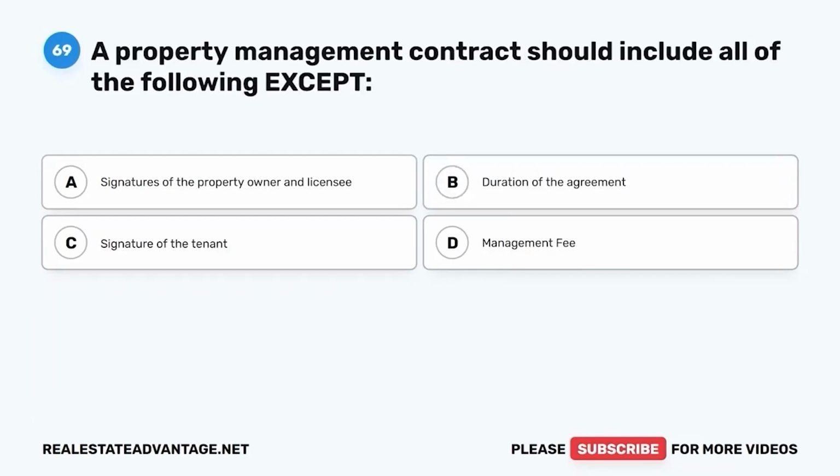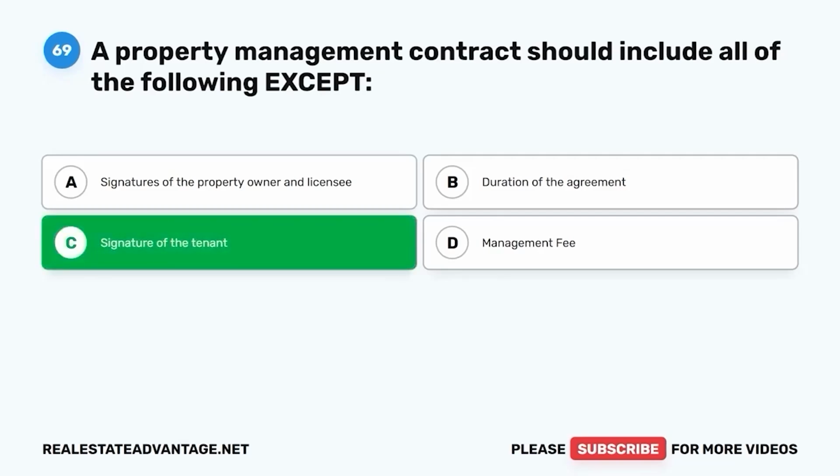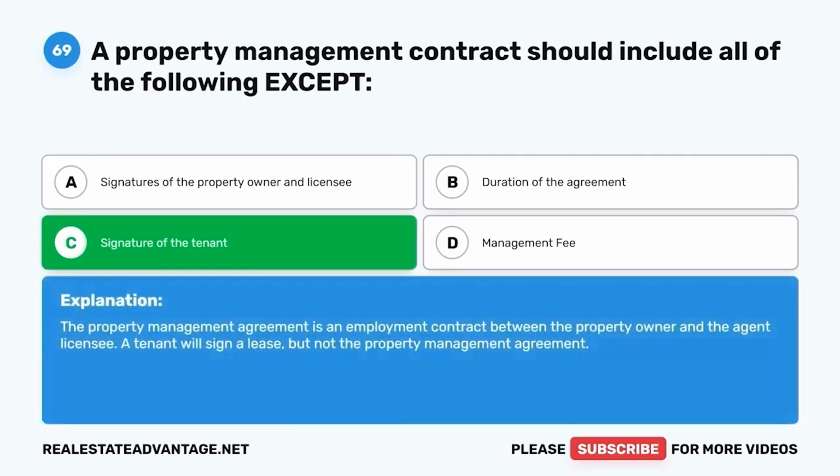Question 69. A property management contract should include all of the following, except A. Signatures of the property owner and licensee. B. Duration of the agreement. C. Signature of the tenant. D. Management fee. The correct answer is C. Signature of the tenant. The property management agreement is an employment contract between the property owner and the agent licensee. A tenant will sign a lease, but not the property management agreement.